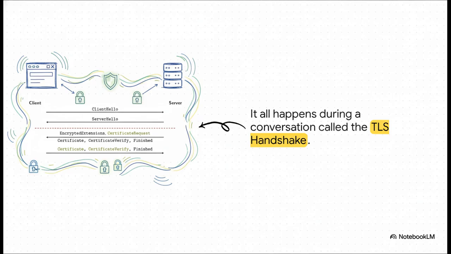Before a single piece of your important data gets sent anywhere, your browser, the client, and the website server perform this little dance. They say hello, they check each other's IDs to make sure they are who they claim to be, and this is the crucial part. They agree on the secret keys they're going to use to encrypt everything. This negotiation is the bedrock of the entire secure connection.